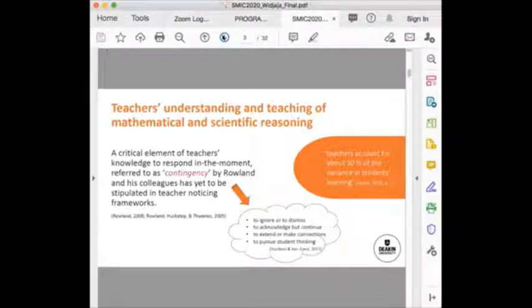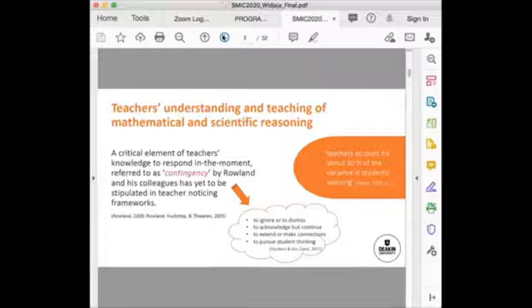In this particular presentation, I would like to visit the analysis that I have done of the data we've collected from this project, by looking at a particular aspect, which is the teacher's knowledge of how to respond in the moment, or what is known as contingency. This is the term that Rowland and his colleagues introduced, and I think Melly will be very aware of this because she used it in her PhD study.